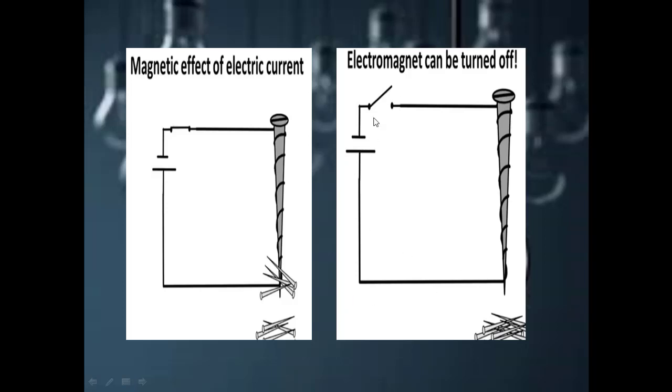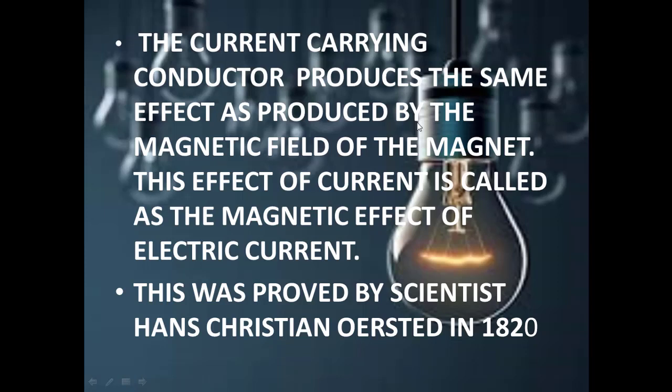In the next picture you can see the circuit is incomplete because the switch is in off position. So the iron nail does not attract the bell pins. Whenever there is a current flow in the circuit, it will act like a magnet, and it is a temporary magnet. Whenever there is no current flow, it will not act like a magnet. So it is well explained here.